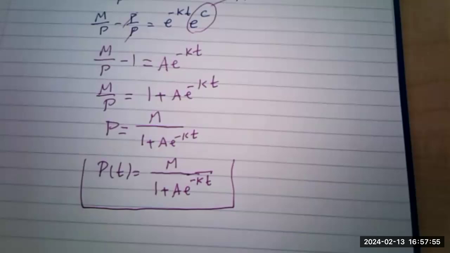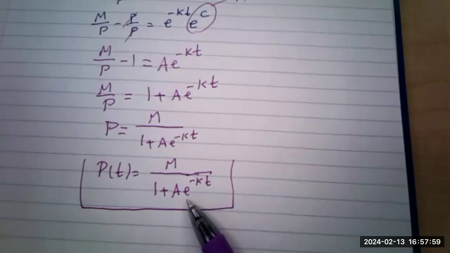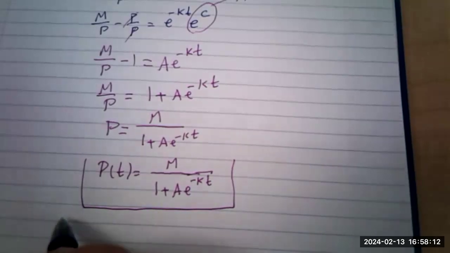When t goes to infinity, this would be what? This would be 0, because it's a negative kt. Okay, negative kt. So this would be zero, so you end up with that. So quickly, we note that.